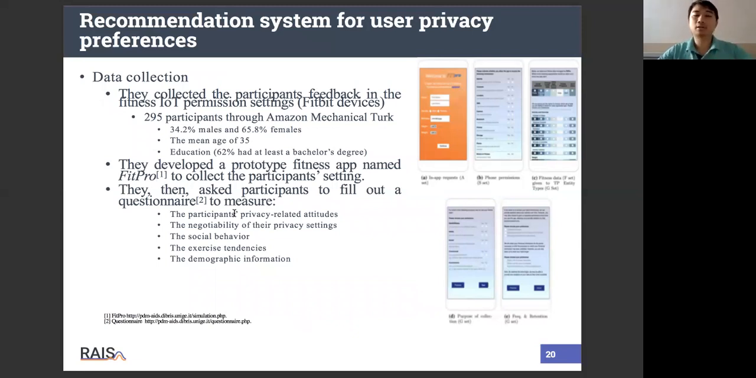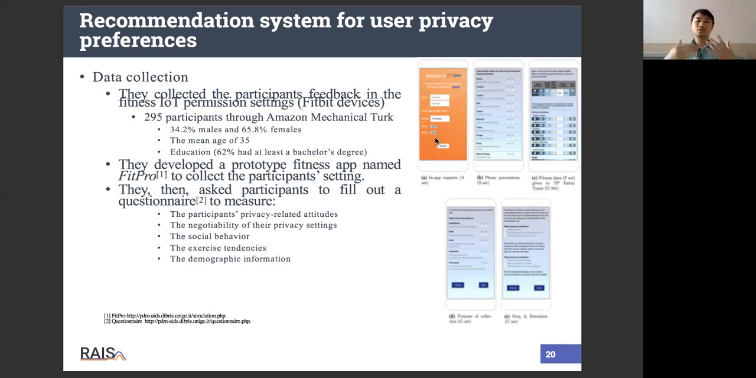Now this slide shows the way they collected the data from the participants in the data collection. They collected from nearly 300 participants from AMT, and they tried to define the interface. It's quite similar to Fitbit. They named it Fitbro. You can follow this link to find the UIs of it. It's quite similar to this.